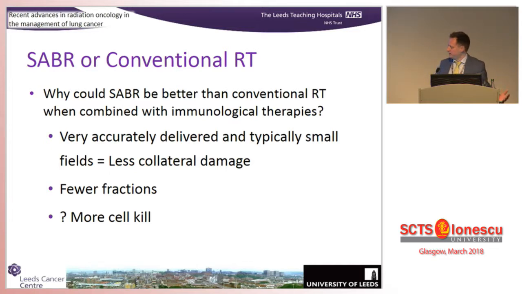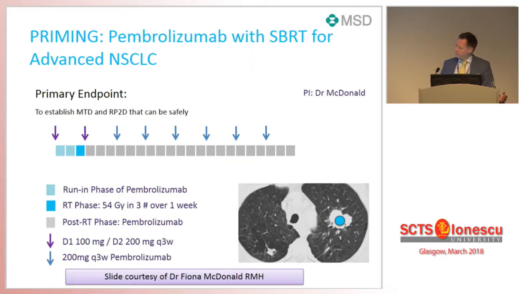It's very accurately delivered, with a very small field, so you get less collateral damage and less chance of toxicity with systemic agents. You get fewer fractions, so it's more convenient for the patient, and you get more cell kill with a bigger dose. So more cell kill, more tumor antigens, potentially more benefit with systemic agents. So we have some trials looking at this.